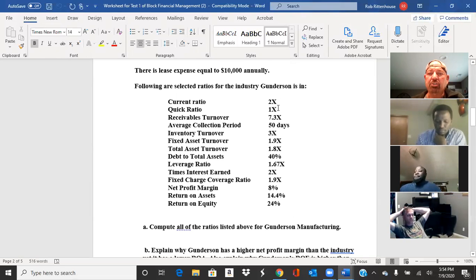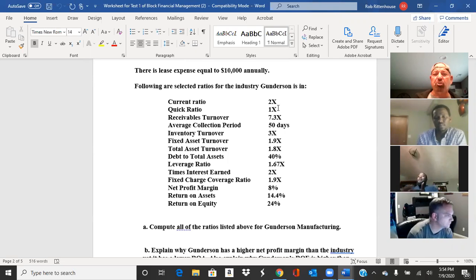And on the quick ratio, Gunderson's doing quite a bit better than the industry because they have 1.19 times for the quick ratio versus that industry average of 1 time even. So we'd say as far as liquidity goes, they look good relative to the industry. Again, current ratio just slightly lower. Quick ratio is quite a bit higher than the industry average. So they look good on liquidity.